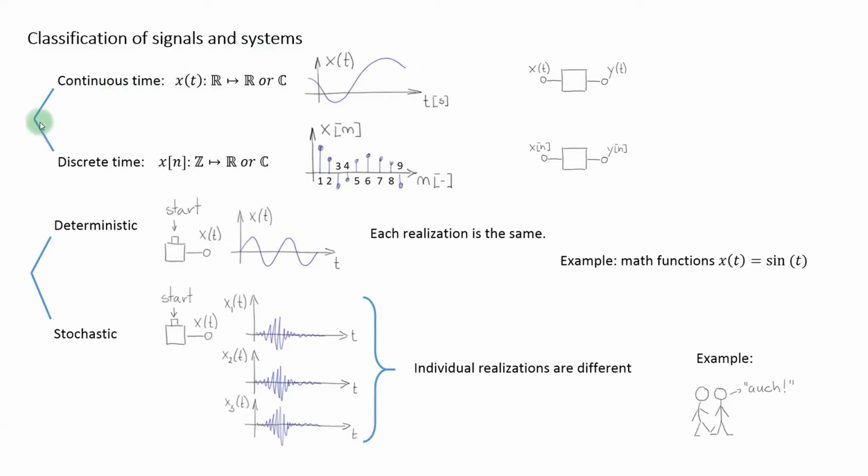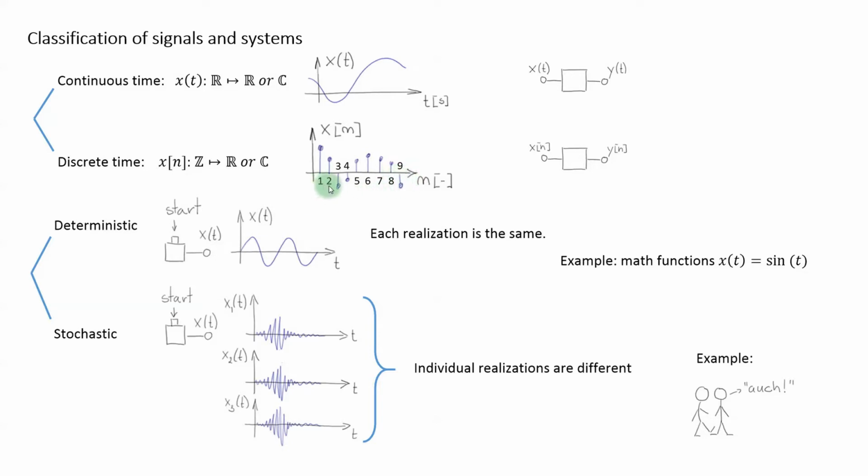First, we can classify both signals and systems as either continuous time or discrete time. The continuous time signals are essentially functions defined on real numbers, which usually represent time, and their values can be real or complex numbers. So when you plot a continuous time signal, it can look like this: a real function of a real variable.